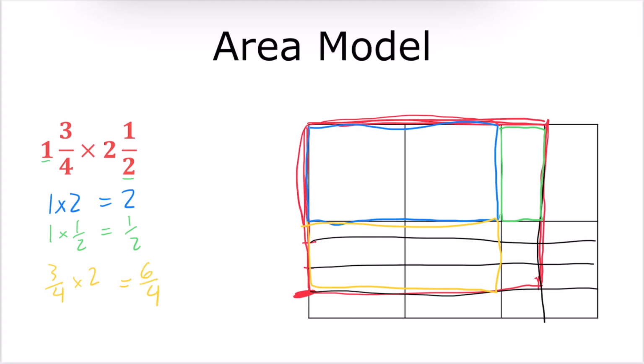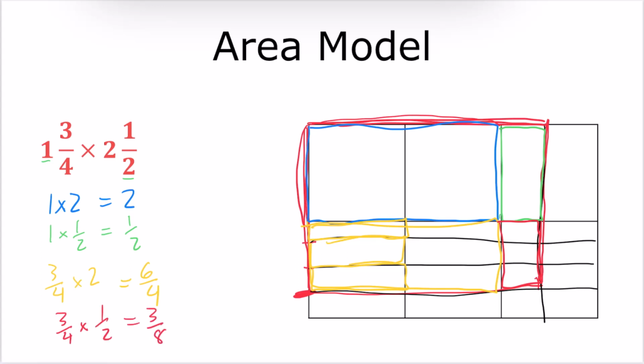And if you look at it, that makes sense because each one of these little rectangles is a fourth of a square unit. And altogether, I have 6/4. And then the last step is going to be this part right here. So this part right here is 3/4 times 1/2, which equals the 3/8.